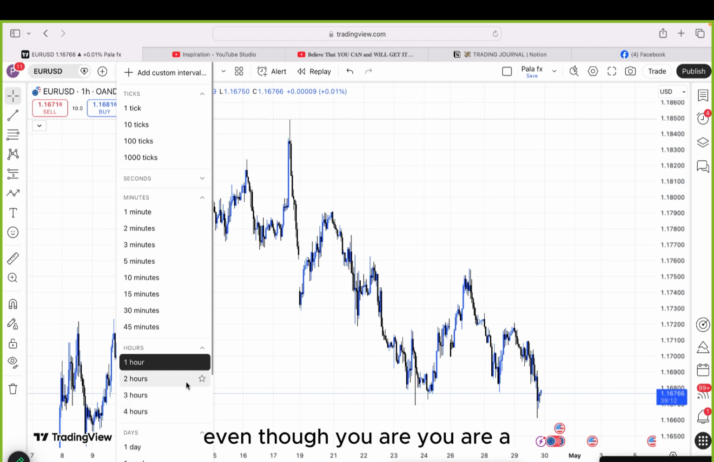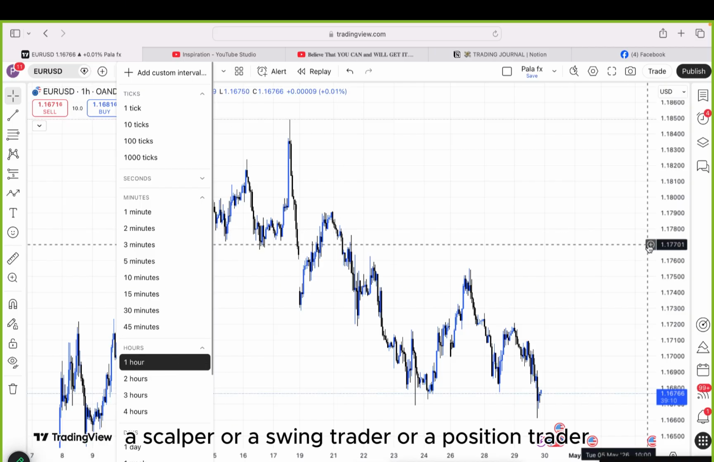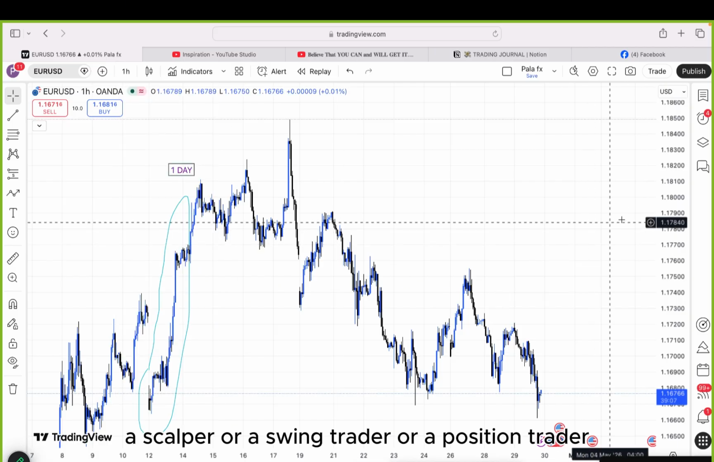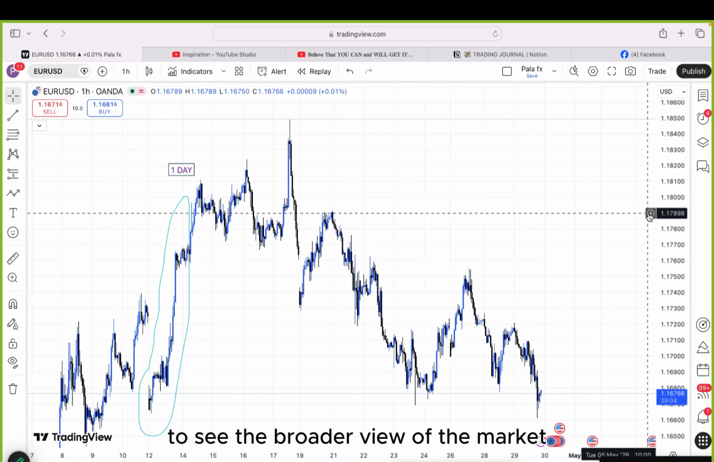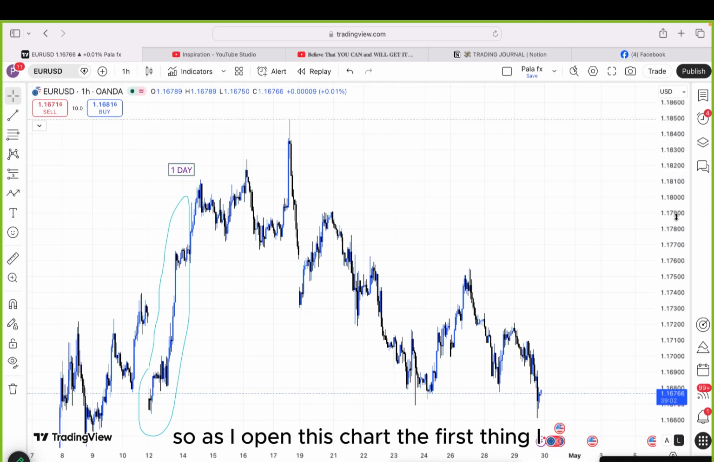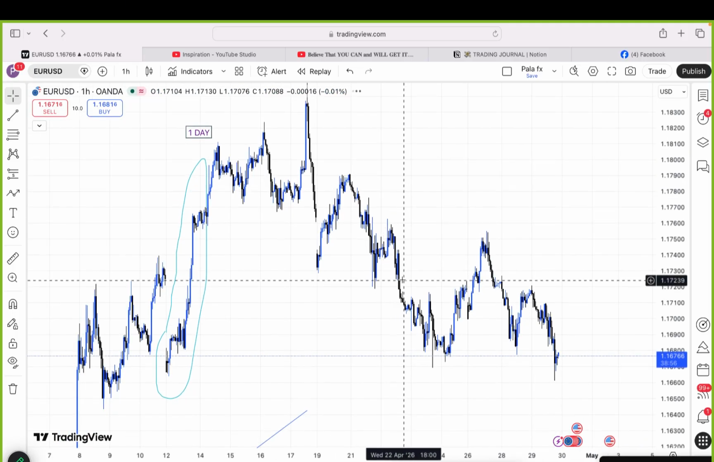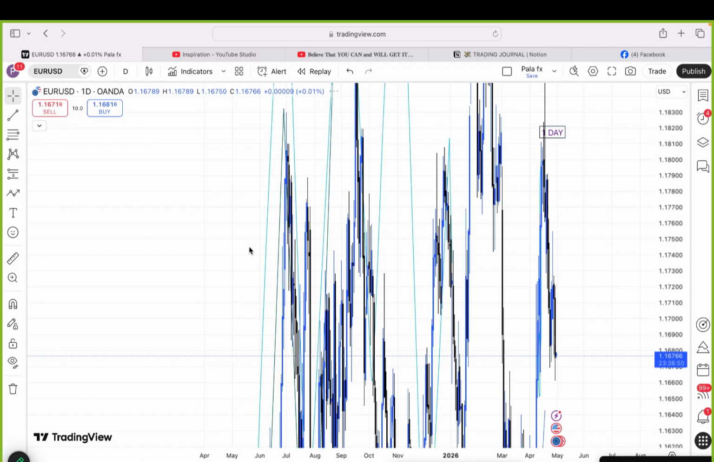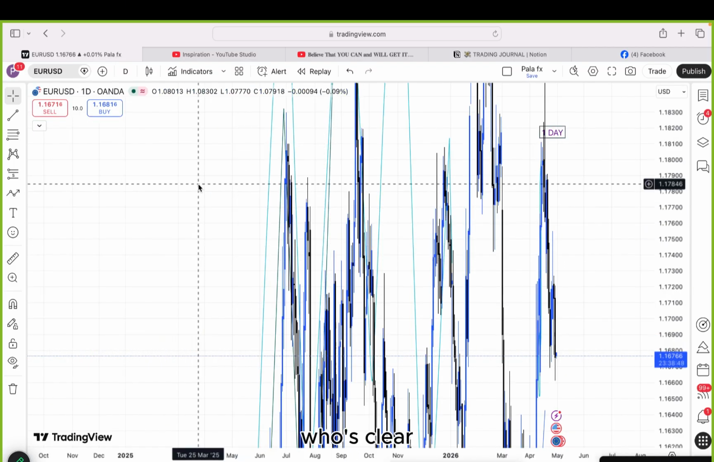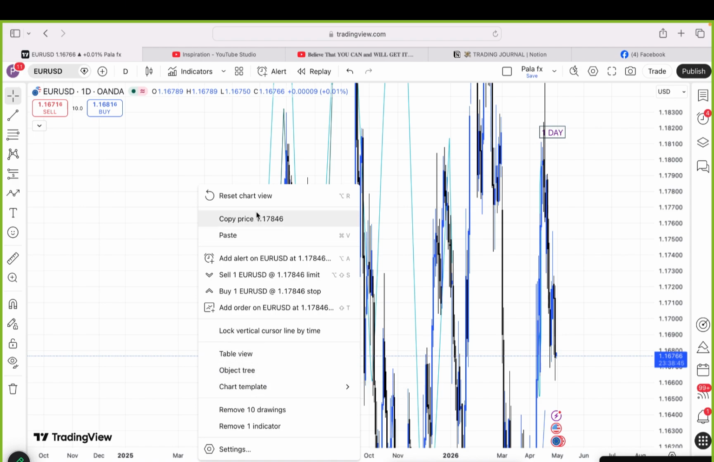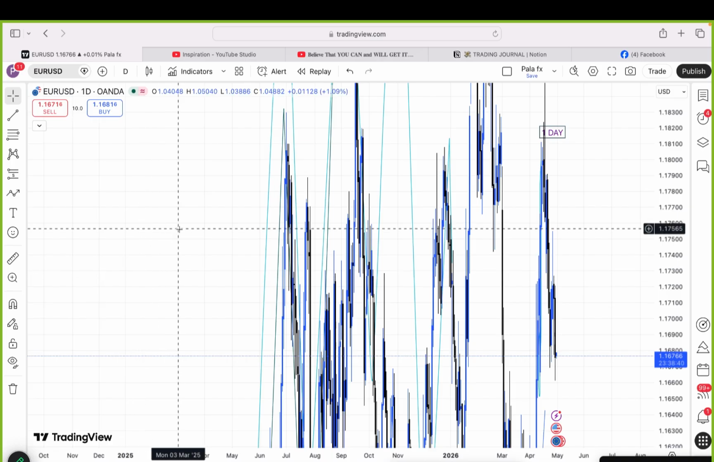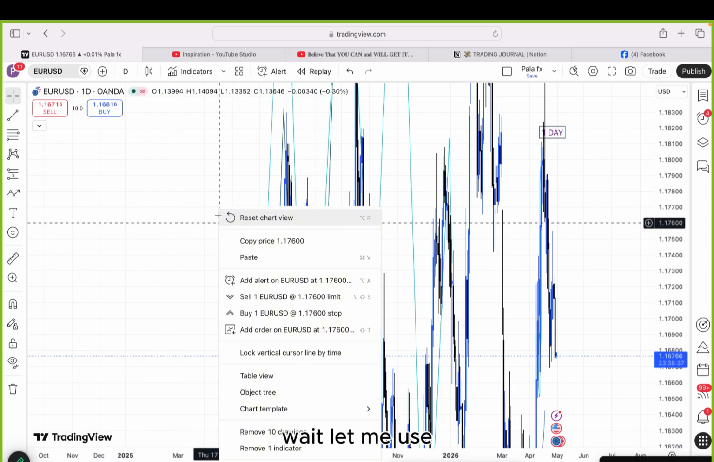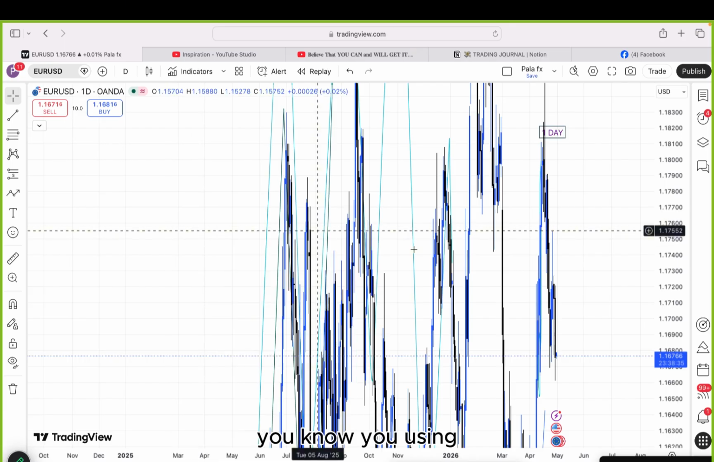Yeah. So the first thing you have to do whenever you open your chart, because you are a day trader, even though you are a scalper or a swing trader or a position trader, you must do your top-down analysis to see the broader view of the market. So as I open this chart, the first thing I'm going to do is go to my daily time frame. Let me clear my chart. Good. Let me use Euro USD.